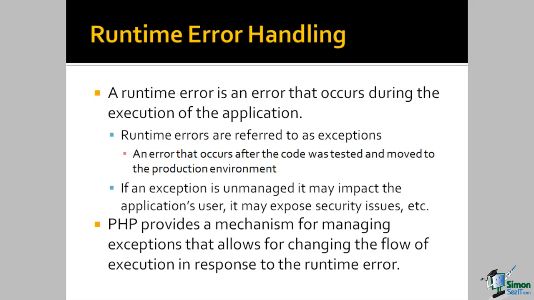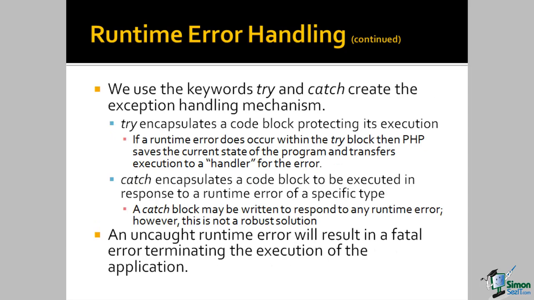We need to manage this type of error, this type of exceptional circumstance. In PHP, we refer to these types of runtime errors as exceptions, and PHP allows us to manage these exceptional circumstances by changing the flow of execution of our application in response to these errors. The mechanism for managing these exceptions uses two new keywords, try and catch. Try and catch are part of the exception handling mechanism in PHP.